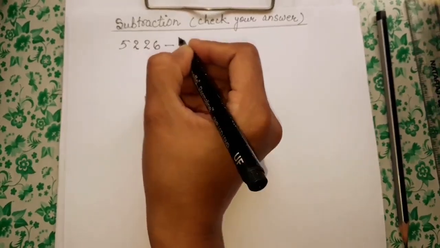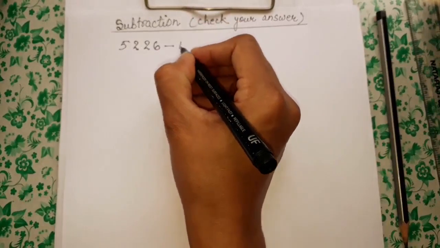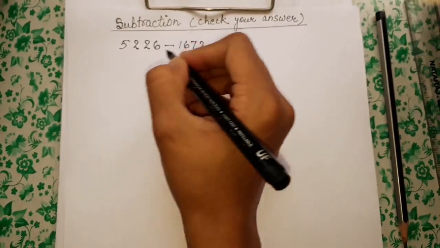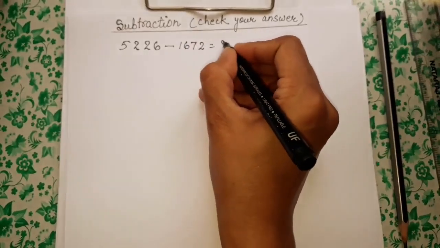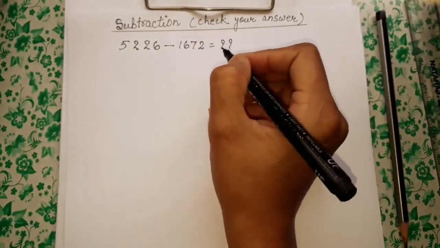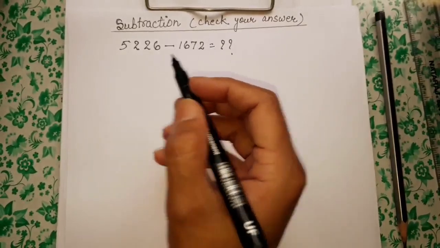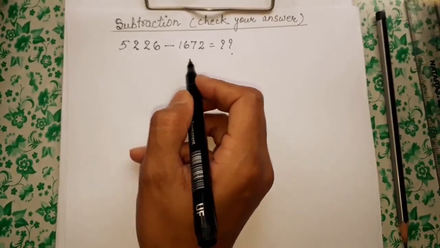5226 and the other number is 1672. What is the difference between these two numbers? First, perform the subtraction for this. What we have to do for that?